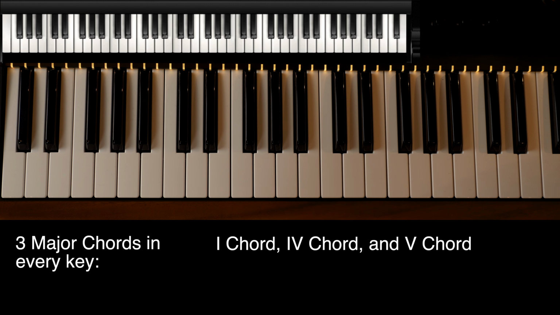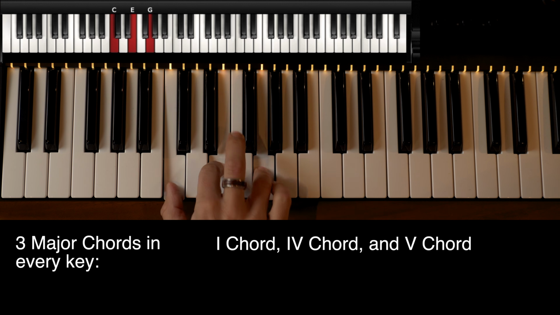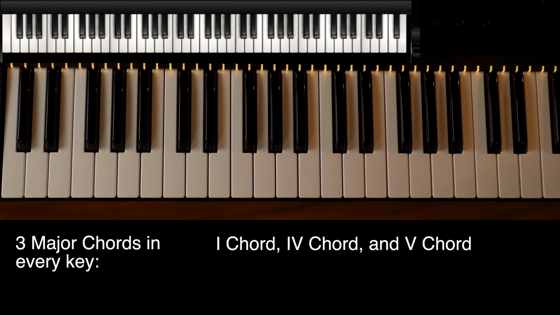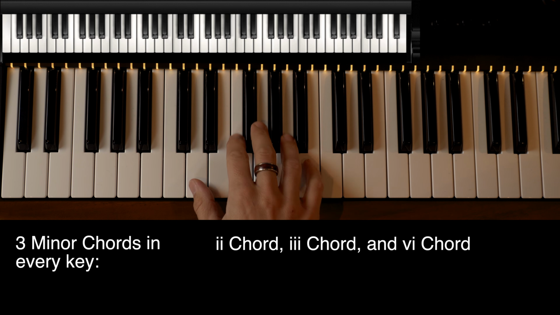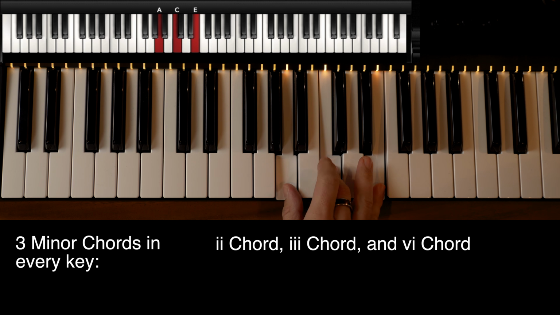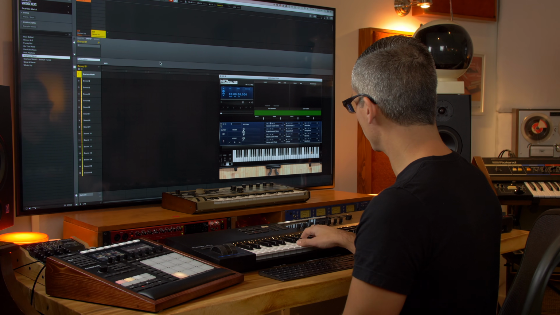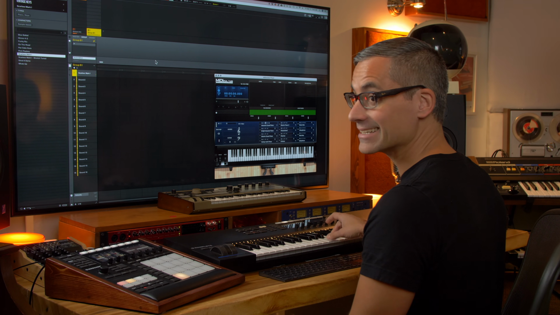But the most important chords to understand are the 1 chord, the 4 chord, the 5 chord. Those are the 3 major chords. And then we've got the minor chords. The 2, the 3, and the 6. So in pop music, the most popular chords are the 1, the 4, the 5, and the 6.